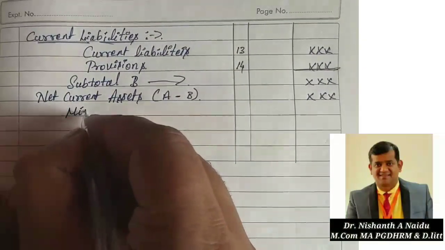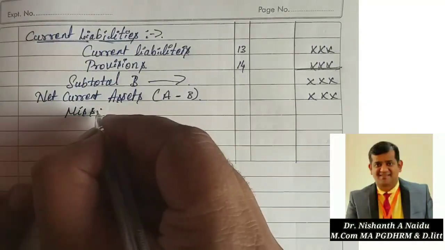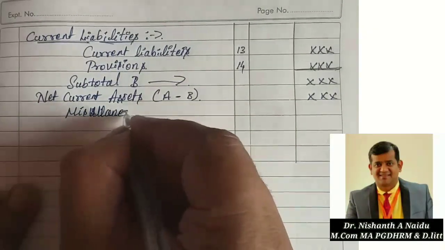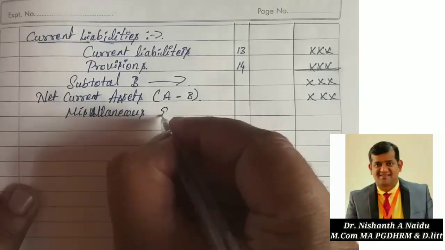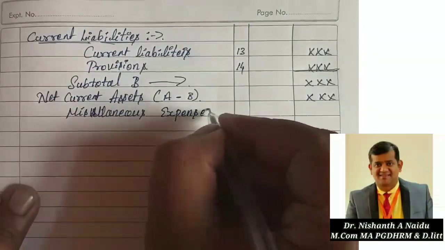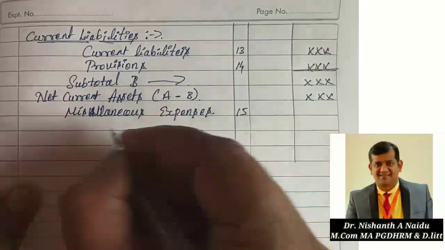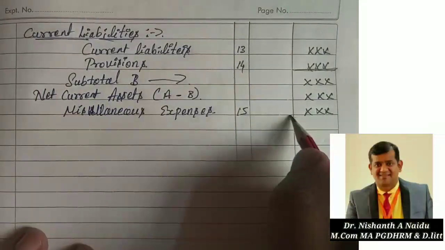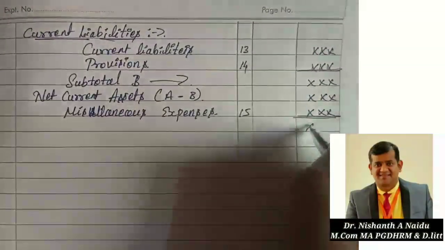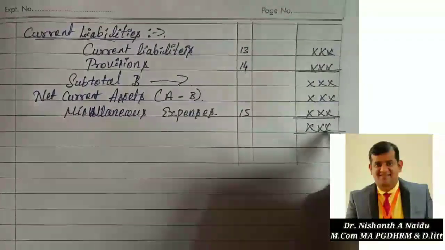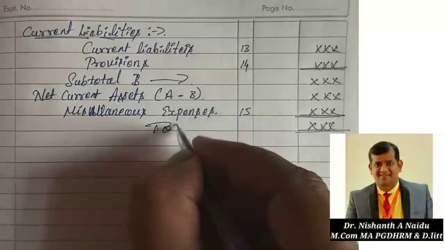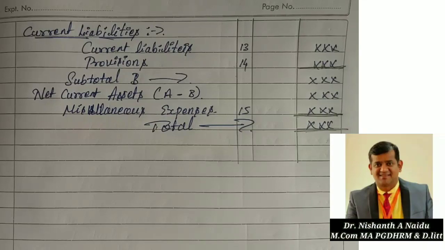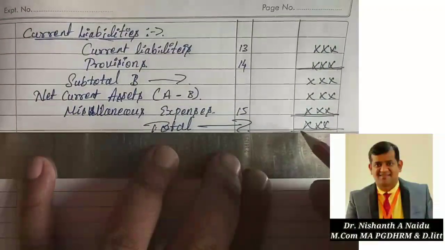Then we will have miscellaneous expenses. If any such miscellaneous expenses have been given in the problem, schedule number 15. So write it in the amount column and close this and write the difference. Write it as a total. Okay, so that is the balance sheet which we are supposed to do and tally.